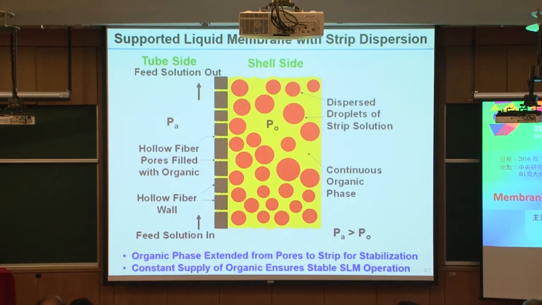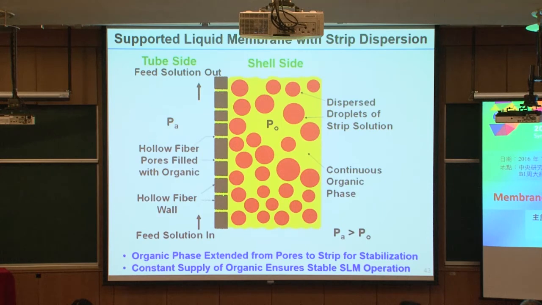As I mentioned, we use a hollow fiber. This hollow fiber is made of porous polypropylene. The pore size is about 300 angstrom, 30 nanometer. And when we disperse the aqueous strip solution in a continuous organic phase, the particle size is about 100 micron and bigger. So they are much bigger than those pores, so they cannot come from one side to the other.